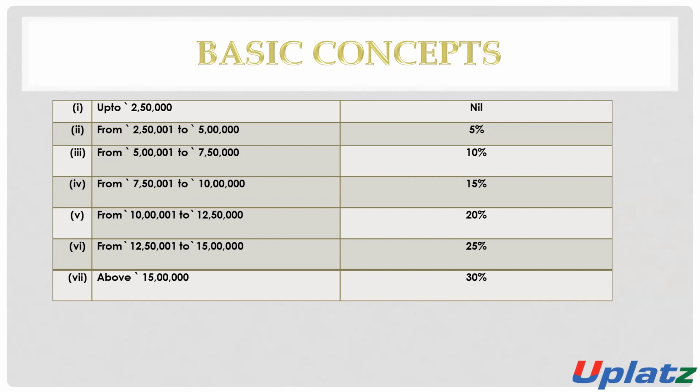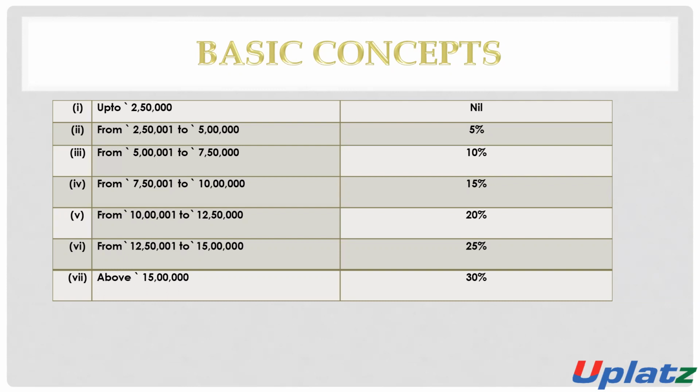Then the income will be taxable at the rate of 10%. If it is more than 7 lakh 50,000 but up to 10 lakh, then the income will be taxable at 15%. If it is more than 10 lakh but up to 12 lakh 50,000, then the income will be taxable at the rate of 20%.